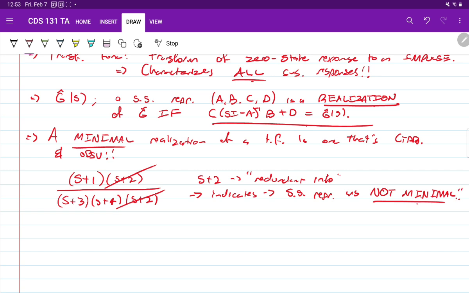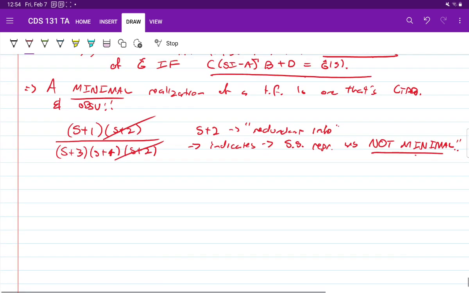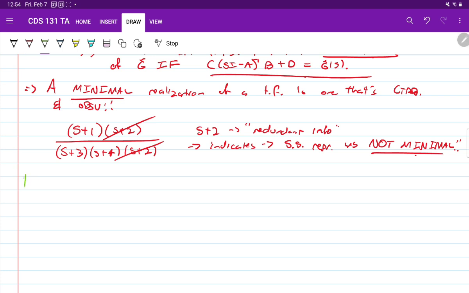Okay? So, if I compute C(sI - A)^-1 B + D before simplifying it, and I get this (s+1)(s+2) over (s+3)(s+4)(s+2), and these factors cancel out, right? If there's common poles and zeros in this transfer function, then that means that my state space representation wasn't actually minimal, right? It carried extra information that didn't end up showing up in the final transfer function, all right? So this idea leads me to the final theorem for today, which is controllability, observability, and cancellation.